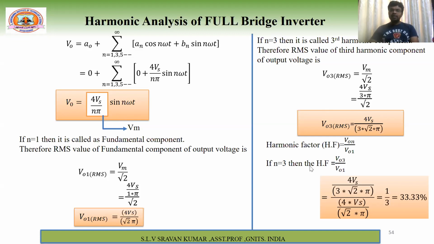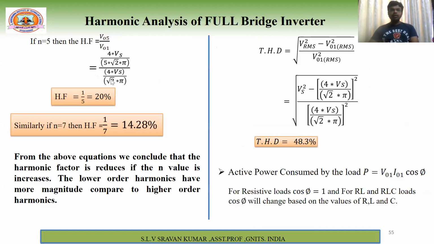What is the harmonic factor? V0n divided by V01. V03 is 4 Vs divided by 3 into root 2 into pi, divided by V01, which is 4 Vs by root 2 into pi. Finally you will get 1 by 3, that is 33.33%. Similarly, for the fifth harmonic, you will substitute in the equations. N is equal to 5 only, and the remaining everything is the same. You will get 1 by 5, and so on.